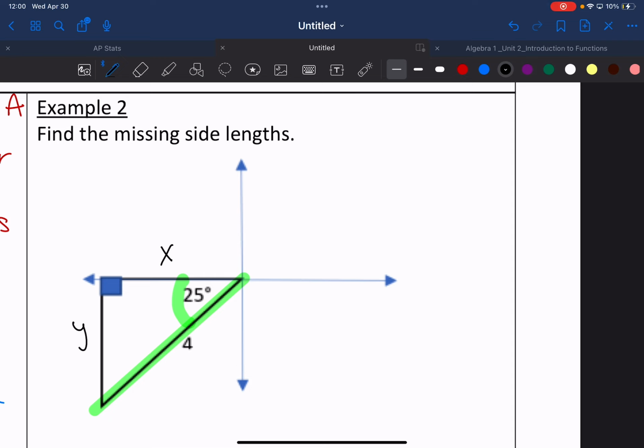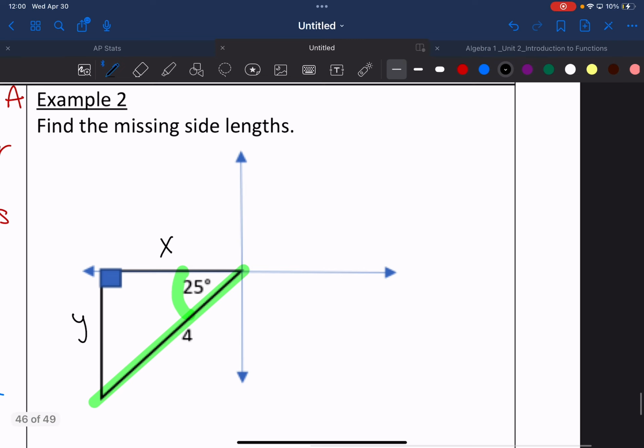Just make sure whatever variables you're using for the lengths is a lowercase variable, because our uppercase variables are representing our angles. Okay, so let's start by trying to solve for x. If we're solving for x using that 25 degrees, x is in what relation to that angle?